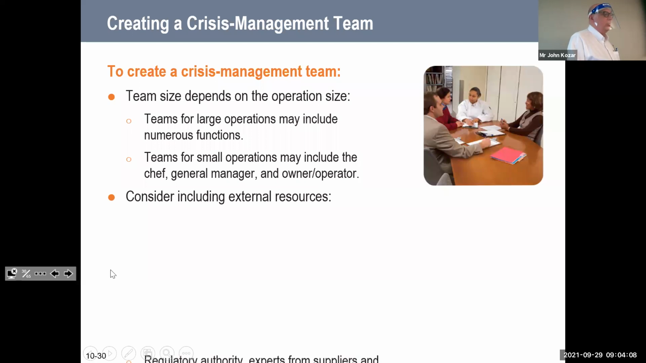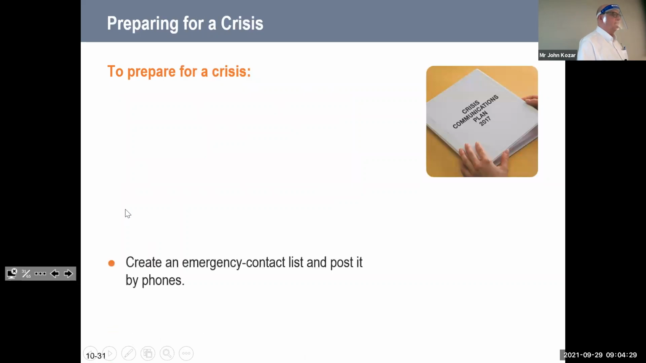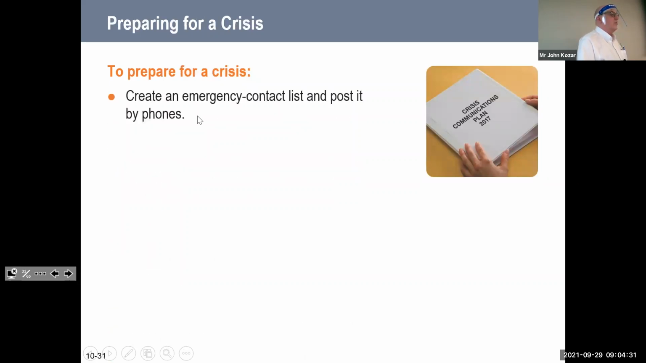Consider including external resources. For restaurants, the local health department can be part of your team. And the companies that supply you with your ingredients can have experts about crisis management and recovery. It's important to have an emergency contact list posted by phones. For a lot of the crises that we would anticipate, you can dial 911 and you're going to be able to get help for a restaurant. But there are a few other places that you need to be able to contact directly.